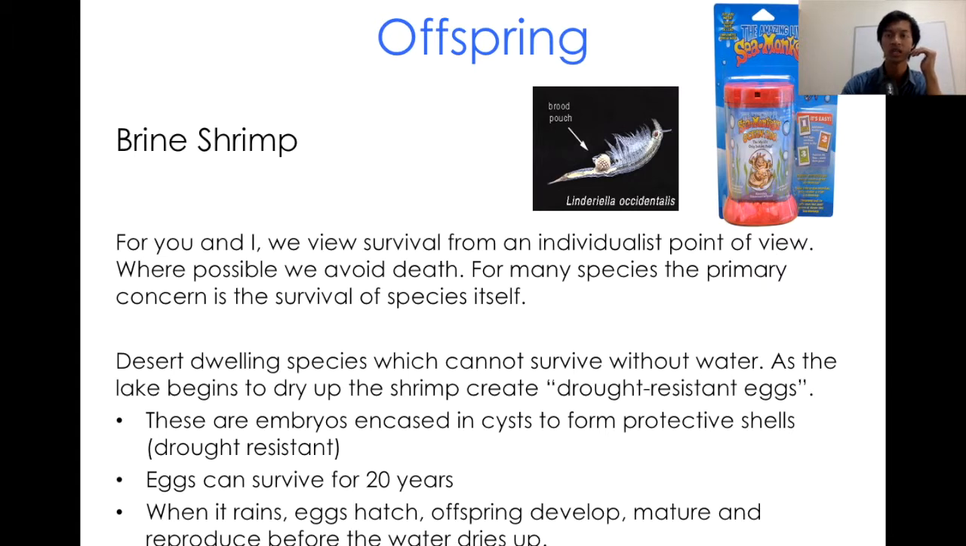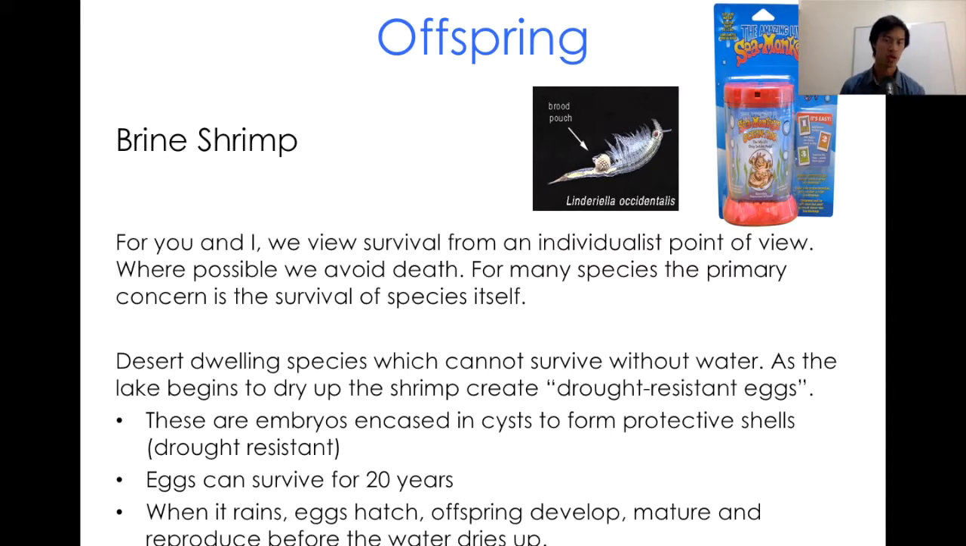So, you might have kept some of these things before. We call them sea monkeys, but they're actually brine shrimp. Yeah, brine shrimp are a type of shrimp that live in a water environment. But with the brine shrimp, what happens is the species can't survive without water, but the eggs can. Yeah, the eggs are drought resistant, which means they don't dry up.